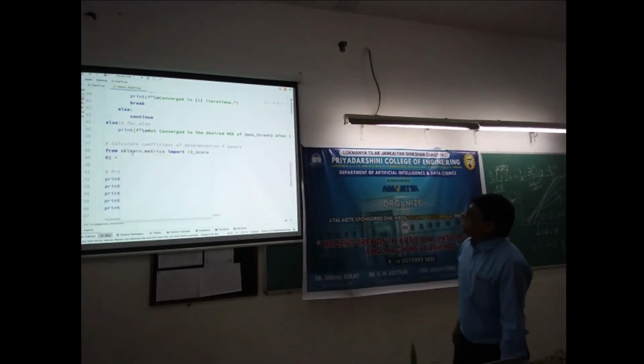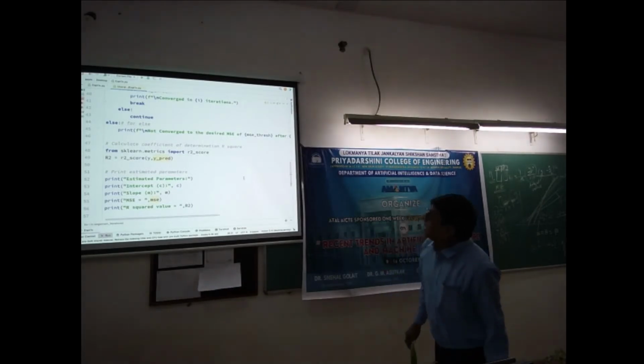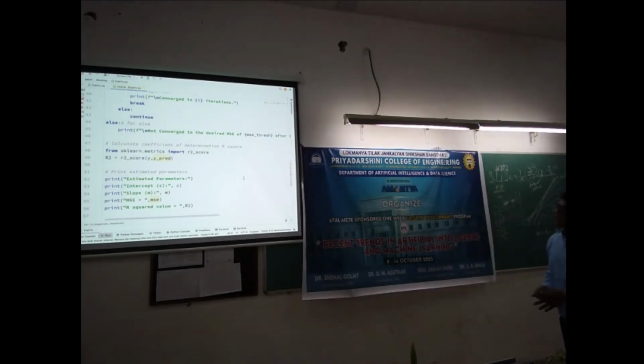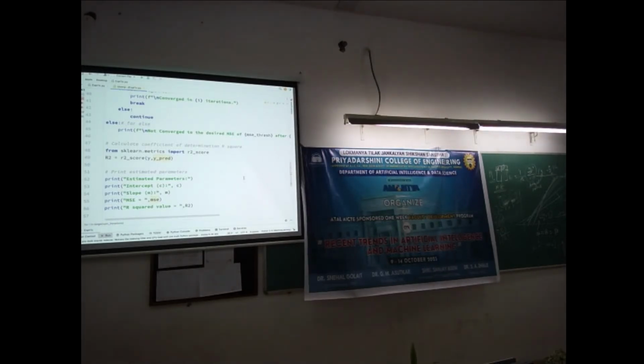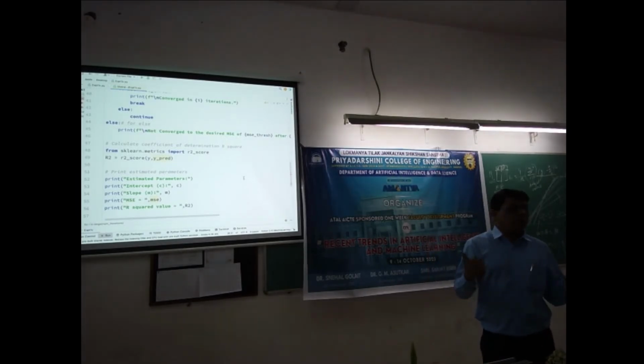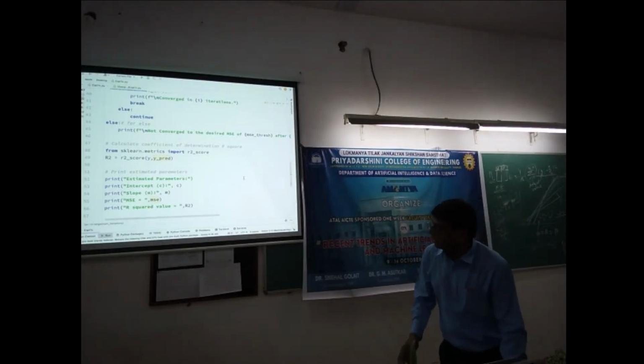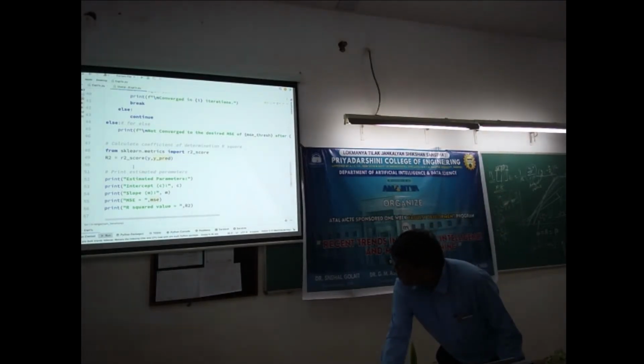Now calculate the coefficient of determination. Actually, there is one metric, or you can say performance evaluation, that is called the R2 square. I will tell about that later on. It tells you how close, how best fit your regression is, how good your regression is. So that factor, which is called the R2 square, I will explain later.